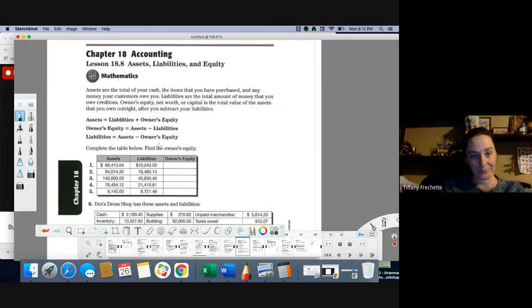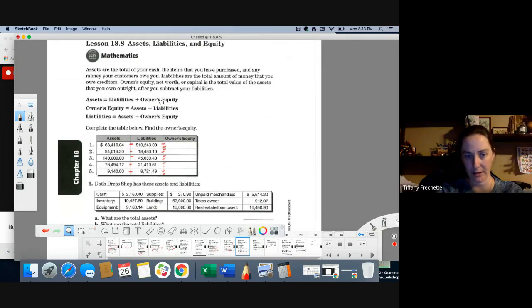So we're going to complete the table below and find the owner's equity. And remember, the owner's equity is the total value of assets that you own outright after you subtract your liabilities. So if we want to know owner's equity, we come up here and we're going to use this equation here: assets minus liabilities. So they already have it in the right order for us, don't they? Assets, liabilities, we're just going to subtract. And that's going to give us our owner's equity. So this one, pretty simple calculation. I'm going to definitely let you guys do that one. So hopefully you can see that pretty quickly.